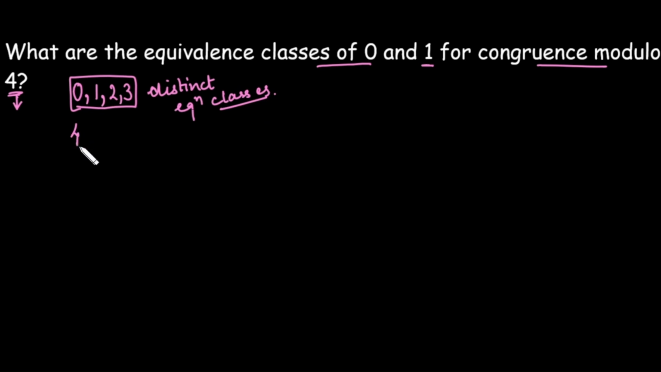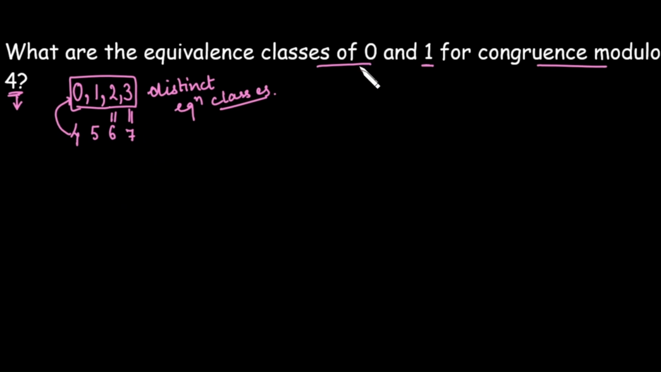And if I say what is the equivalence class of 4, that will be similar to the 0, because when you divide 4 by 4, remainder is 0. They are related with each other, hence their equivalence classes are same. Similarly, equivalence class of 5 is similar to the 1 and equivalence class of 6 is equal to the equivalence class of 2. Equivalence class of 7 is equal to the equivalence class of 3, and same for the others.